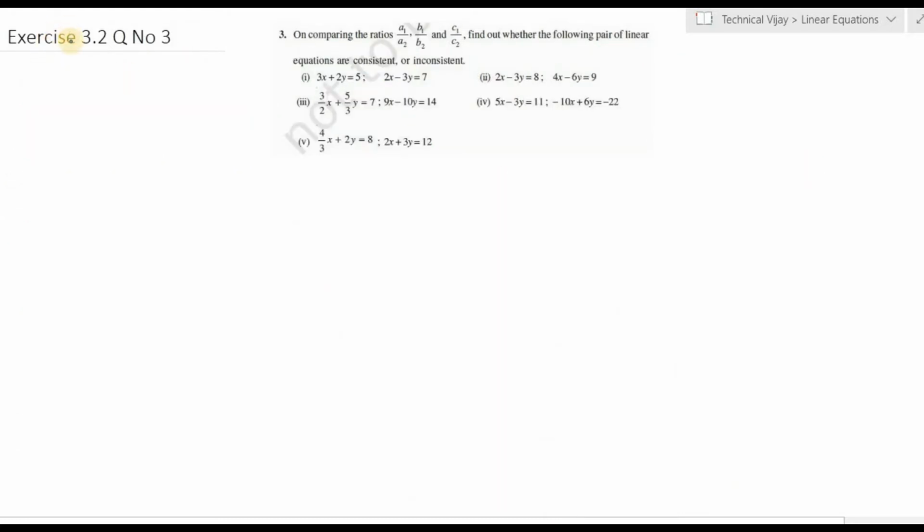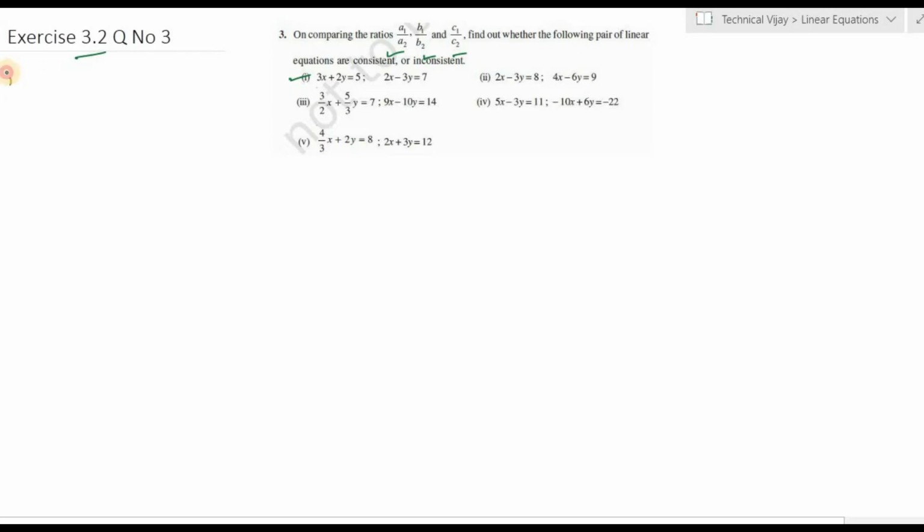In this question also, exercise 3.2, question number 3. Here also we have to compare the ratios a1 by a2, b1 by b2 and also c1 by c2, and find out whether the following pairs of linear equations are consistent or inconsistent. So we have to analyze these equations and tell whether they are consistent or inconsistent. So we will take up the first question.